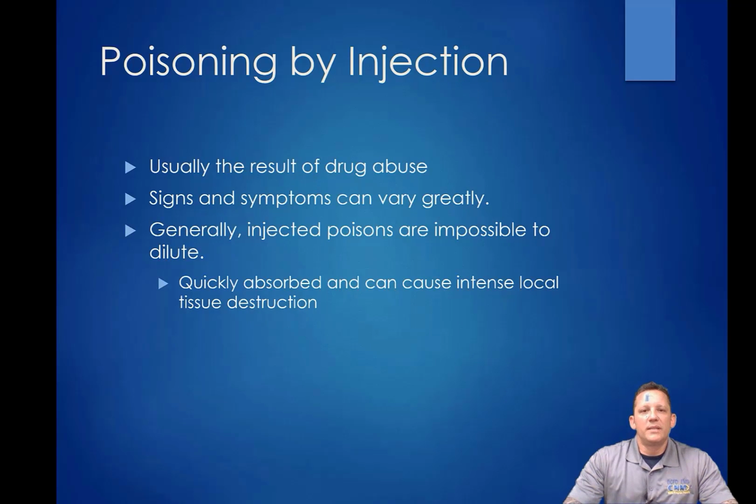Now, moving towards poisoning by injection, as this slide says, it's usually the result of drug abuse. The signs and symptoms can vary, and this depends on what the actual drug is, because some drugs are stimulants and some drugs are sedative in nature. Injected poisons are really impossible to dilute because you're going to get them into the bloodstream immediately. That's the entire reason for utilizing that style of drug, which is to have the onset almost instantaneously.